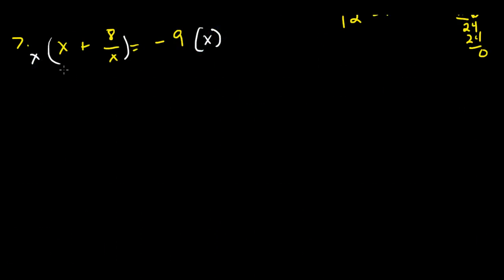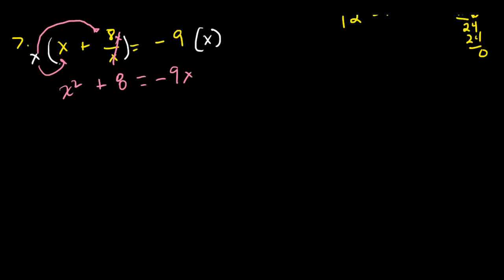When I distribute my x here, I get x times x, which is x squared. X times, well, that's a little deceiving. Let's do it this way. X times 8 over x, I end up with 8x divided by x. Those cancel, so it'll be a plus 8. And on this side, negative 9 times x is just negative 9x.